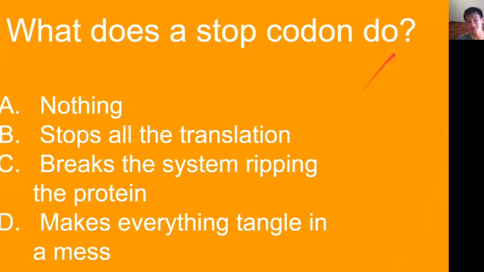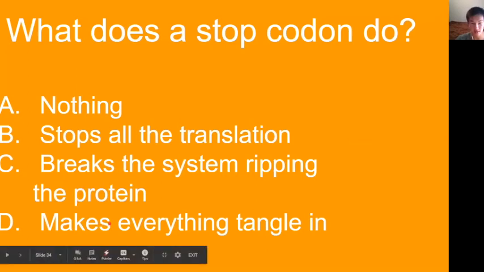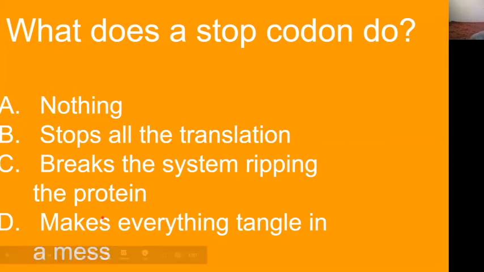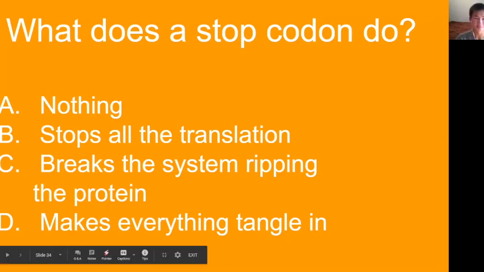Okay, now this is the question. So what does a stop codon do? A, nothing. B, it stops all the translation. C, breaks the system by ripping the protein. Or D, makes everything tangle in a mess. Now, you might be like, oh, I think it just stops, right? Because that's what he said. But the question is, how does it stop? Does it stop it by breaking it? Or does it stop it by making it tangle? So that's just something to keep in mind as you put in your answers as well.